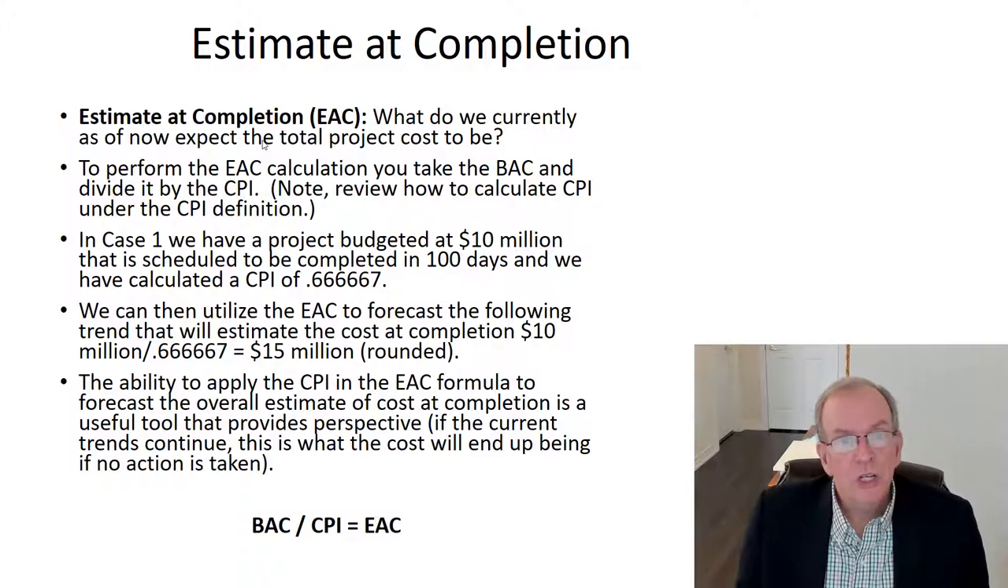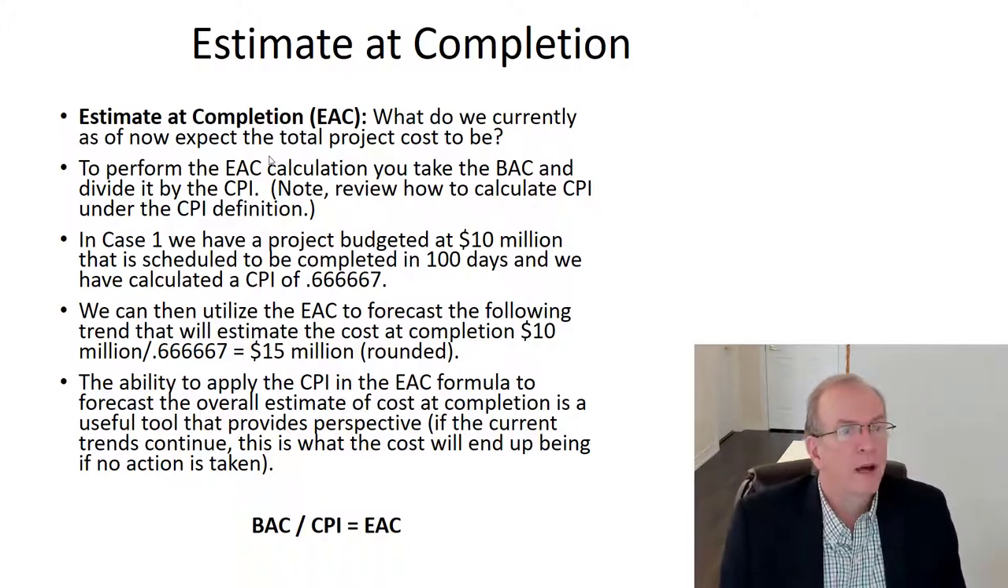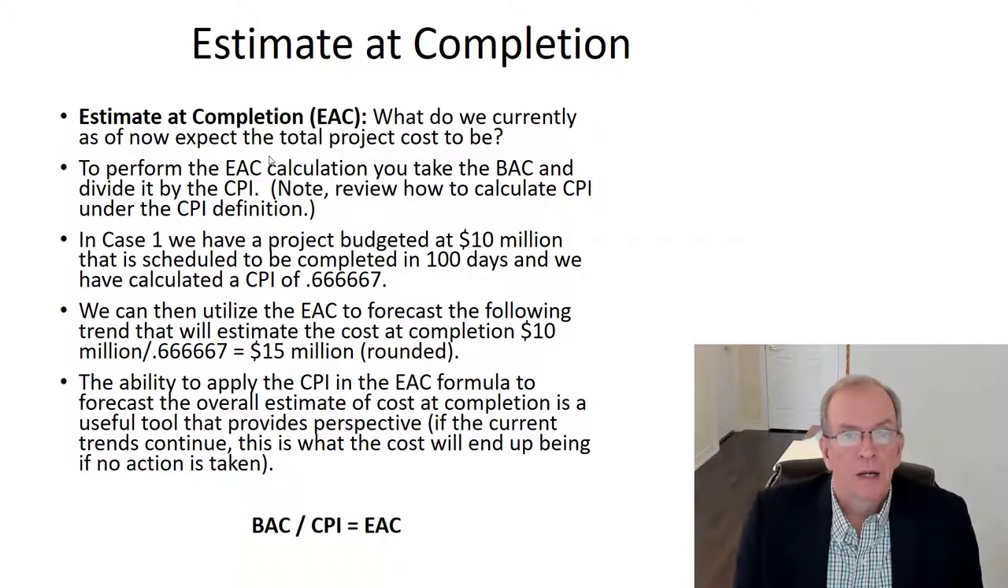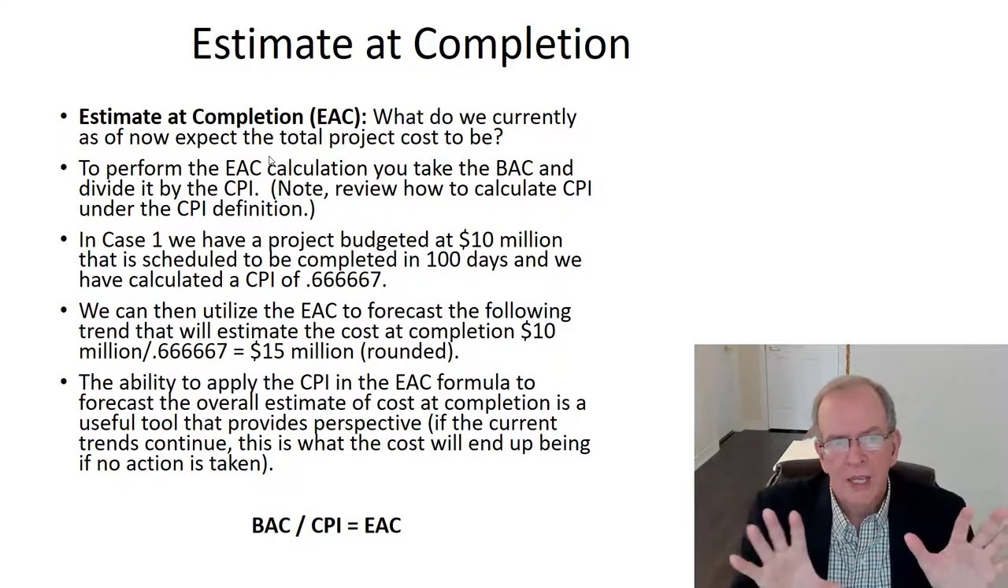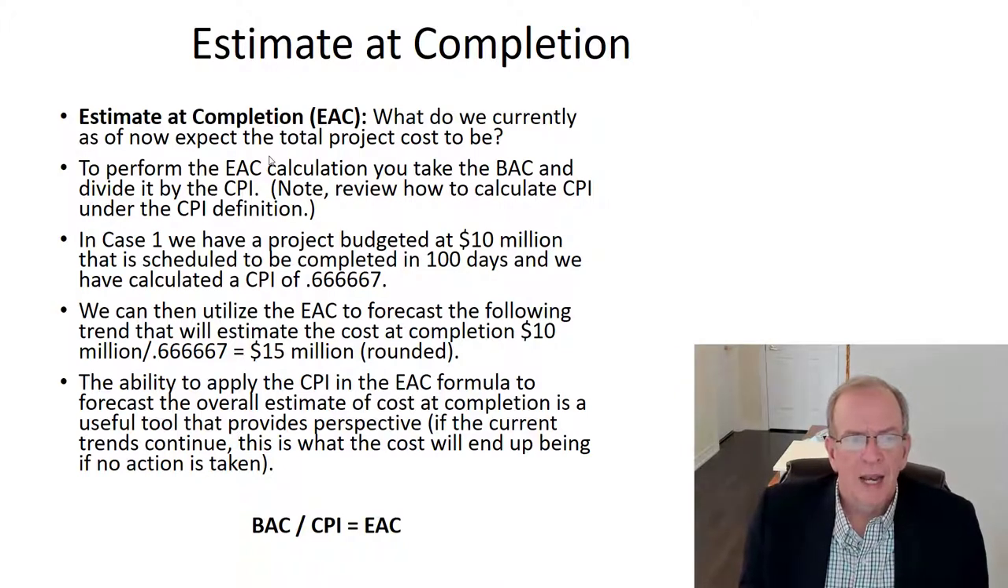So the estimate at completion: what do we currently, as of now, expect the total project to cost? To perform the estimate at completion calculation, you take the budget at completion and divide it by the CPI. That would give you the EAC, the estimate at completion. Now there are different ways to do that, though. This is using sort of the worst case scenario, because with this you're assuming you're going to continue along this trend line.